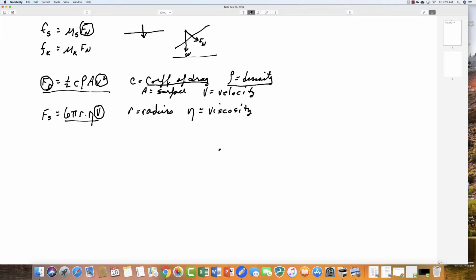And again, sometimes you have to look that up online. And then V here is the velocity. And the key difference is when objects are extremely small, like bacteria or dust or pollen, things of this nature, instead of being related to the square of the velocity, it's related to just the straightforward velocity.